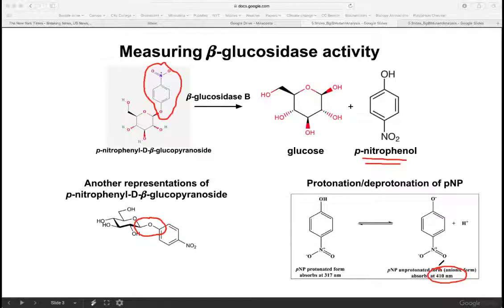Actually, I think the protocol says 420 nanometers. Okay, so something very close. But the point is we can use this substrate. So this is going to be the substrate for our enzyme. We're going to make our mutant enzyme, and we're going to compare it to wild type. So we're going to have two, wild type enzyme and mutant enzyme, beta glucosidase B. And we're going to measure its activity against this substrate. That way we can compare the activity of the wild type enzyme as well as the mutant that we've made.